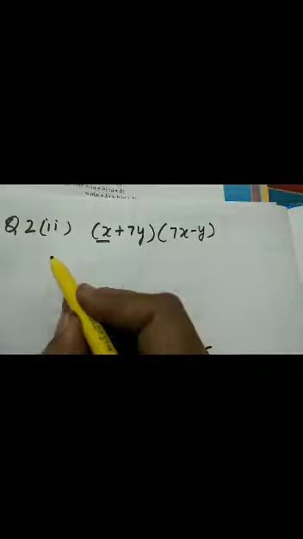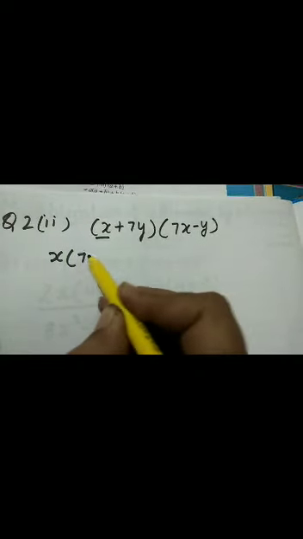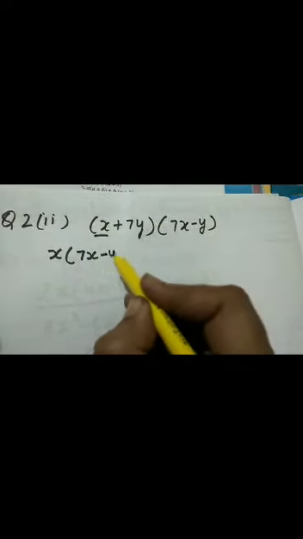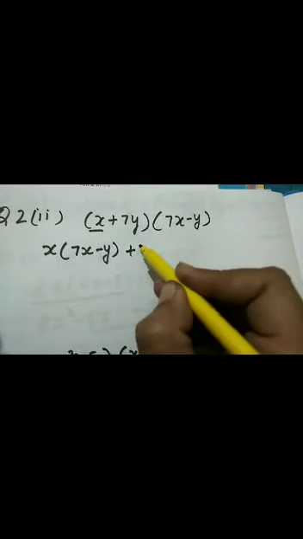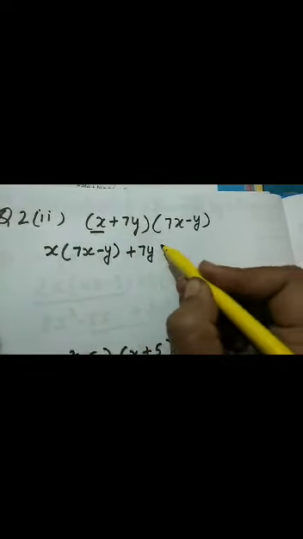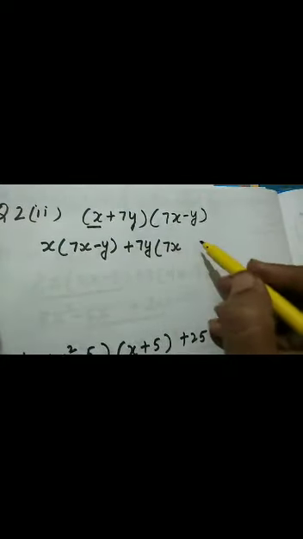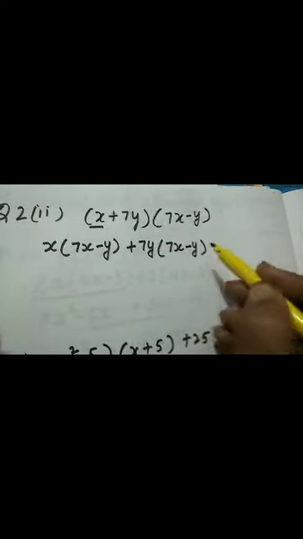Now question number 2, that is also the same. Find the product. Again multiplication of binomials is given to you. I am taking its second part. This is x plus 7y. You have to multiply with 7x minus y. So first term, that is x, will multiply with 7x minus y. Now second term we have 7y, that also will be multiplied with 7x minus y.